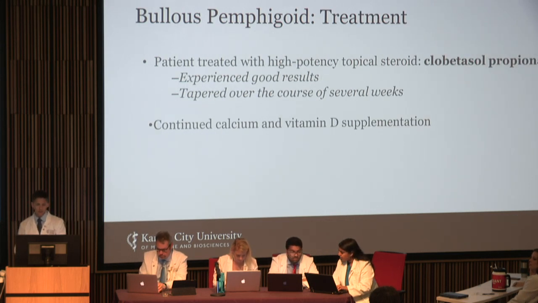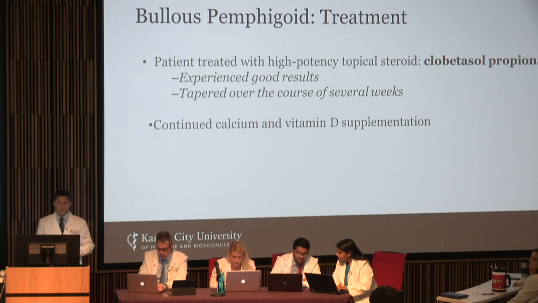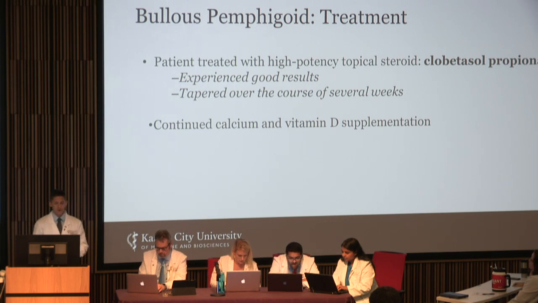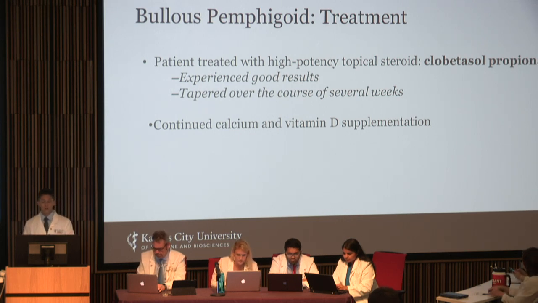But let's get back to the clinical side of things. We treated our patient ultimately with the high-potency topical corticosteroid clobetasol propionate. This is a synthetic glucocorticoid that has diverse immunosuppressive as well as anti-inflammatory effects. Our patient experienced good results, and ultimately her rash went into remission. For this reason, we tapered the dose of her corticosteroid over several weeks.